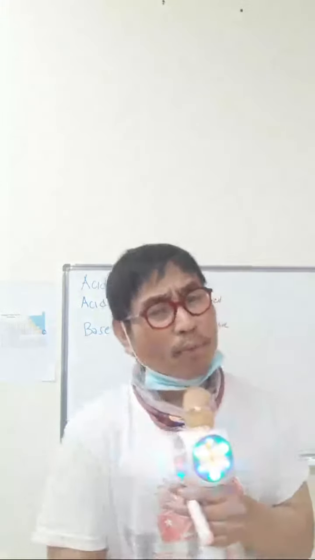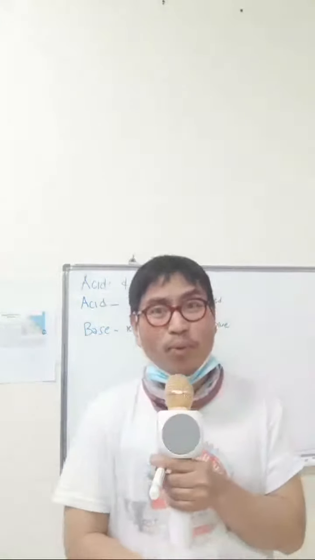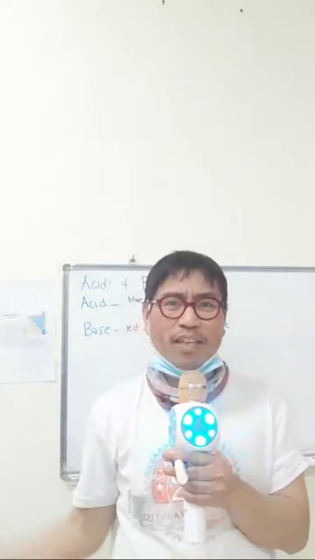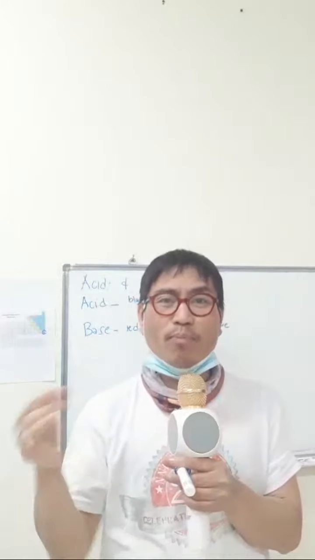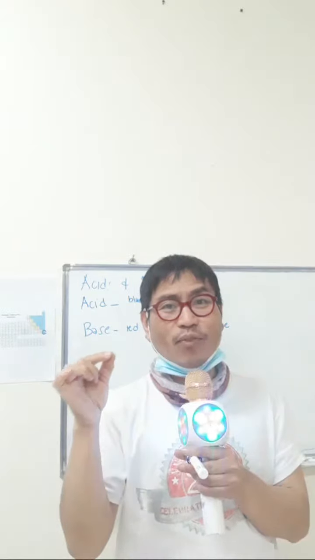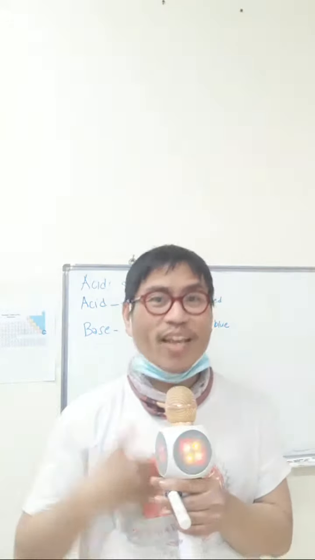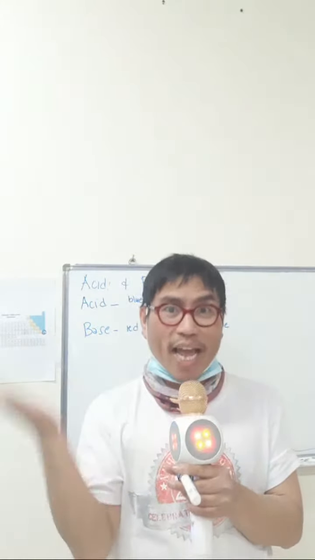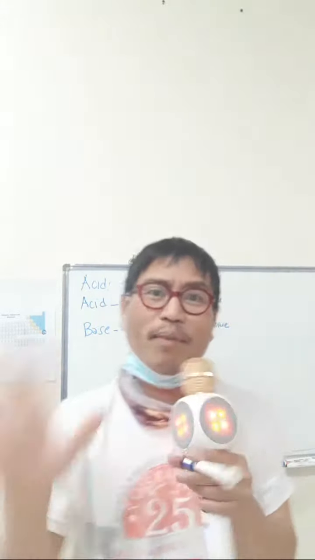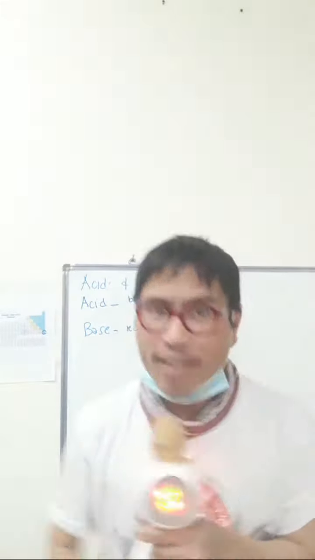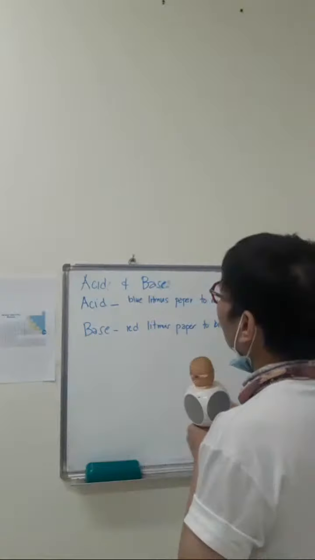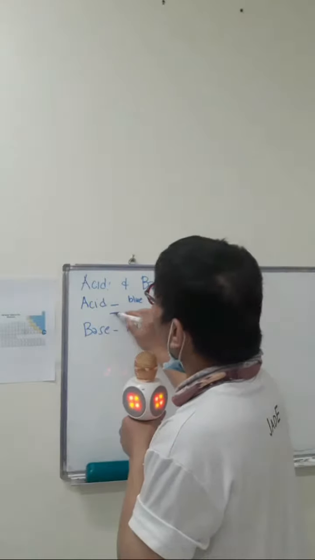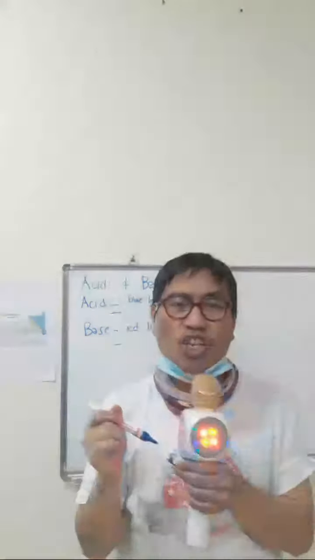Base with a litmus paper, red turns to blue. Immediately base, because blue, the letter B, is the first letter. And the other one, when the blue litmus paper turns to red, that is an acid. So that's the technique on how to memorize. And then another definition also comes to the ionization.